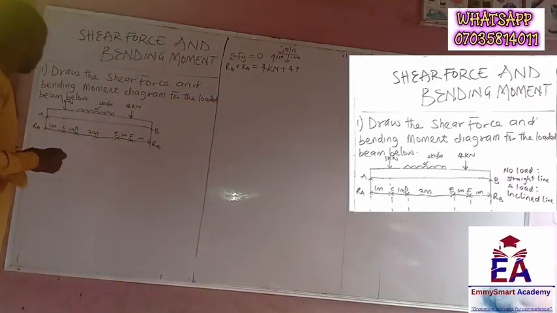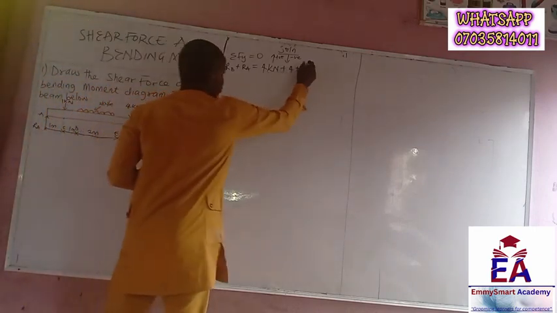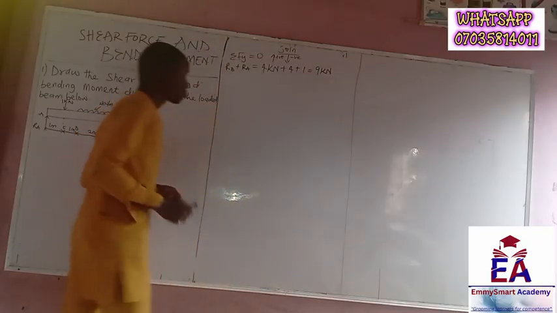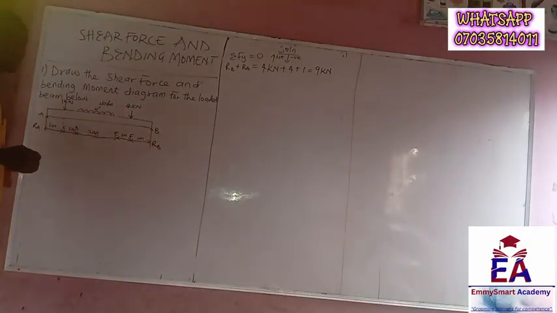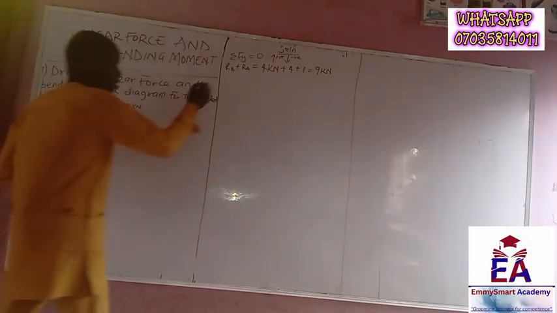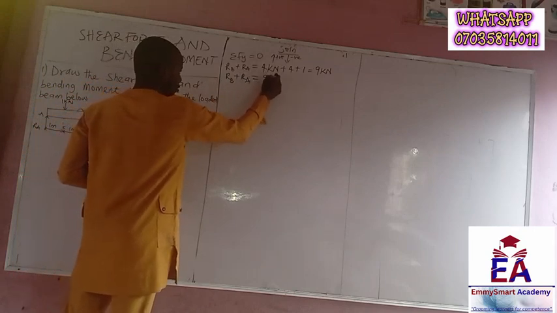Plus, for this other one, we have 1 kilonewton plus 1. So that will give us 4 plus 4 is 8, plus 1 is 9 kilonewton. So 9 kilonewton is all the downward forces acting on this beam. Now, what do we want to look for? We want to find the reaction at B and the reaction at A as well. So we've gotten this already: R_B plus R_A is equal to 9 kilonewton.